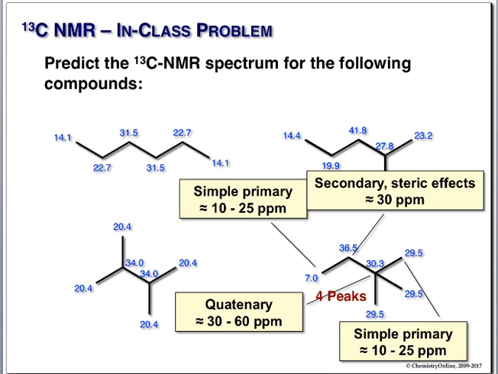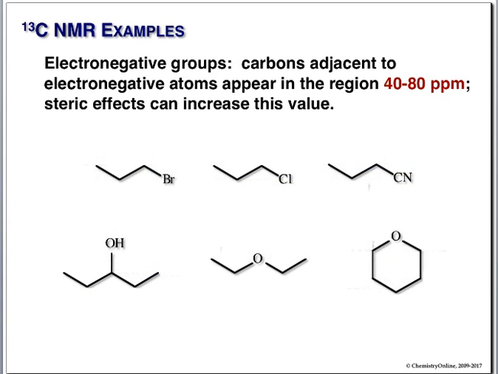Methyl groups and the quaternary are just about the same because this is just one big honking ball. If you think about what a trimethyl substituted carbon looks like, great big ball, butyl thing. Here's our secondary, and way down here we have a 7 for our simple primary. Any questions? Well, let's just look at some electronegative groups and see what the effects of those are.